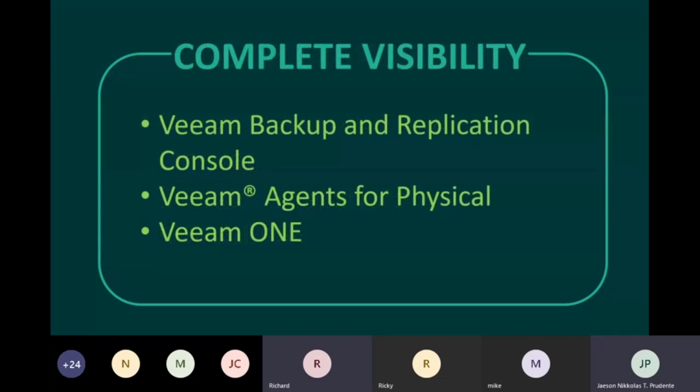Then for complete visibility, there is the Veeam Backup and Replication Console, which is the main console. This is where backup jobs and replication jobs are created. Then we have the Veeam Agent for Physical, which has its own console. Then the last one is Veeam ONE, the monitoring tool.